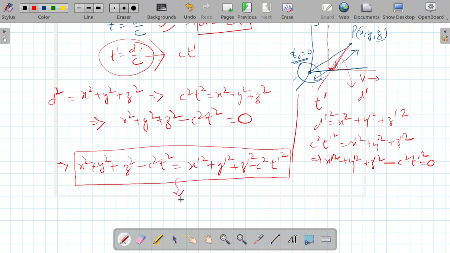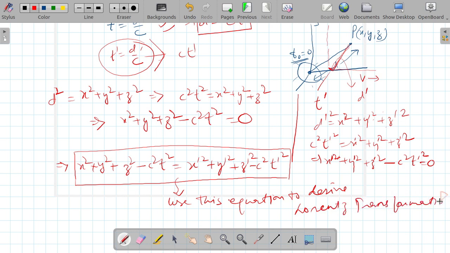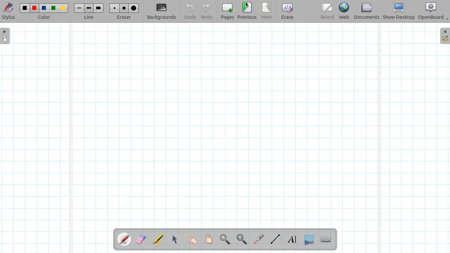And this was the equation given by Einstein, and this equation was further used. We can use this equation to derive the Lorentz transformation equation. Right. So this is one thing. Now let us try to understand this equation.